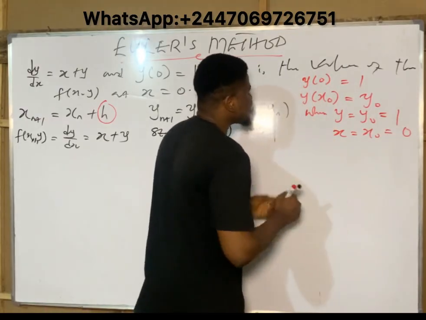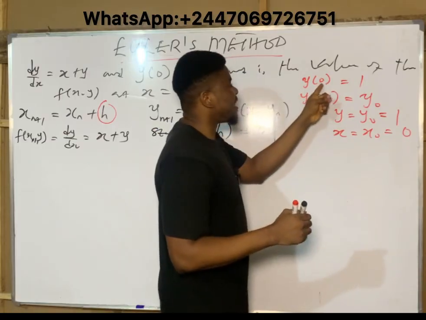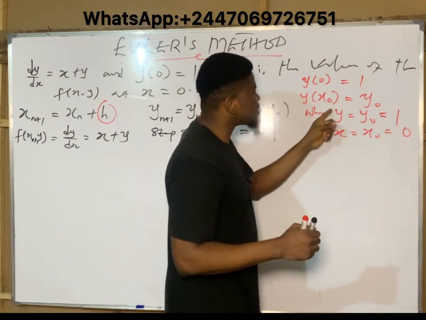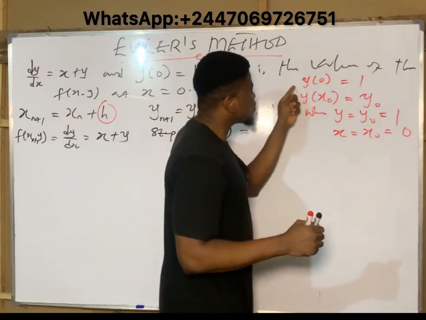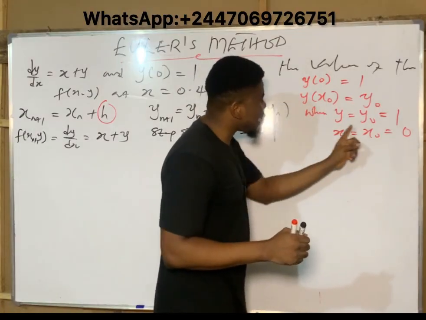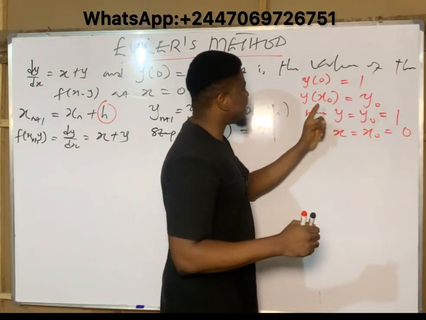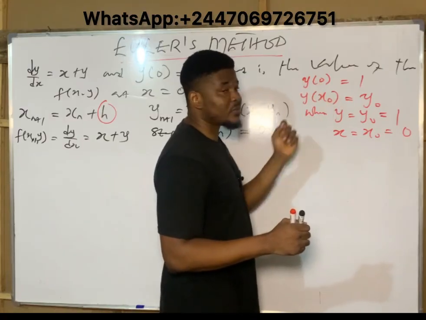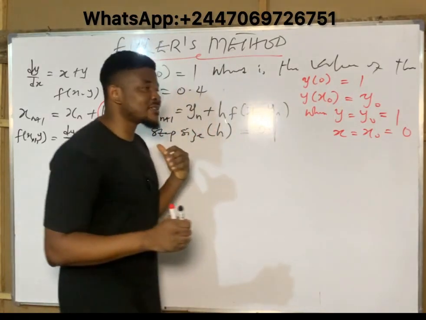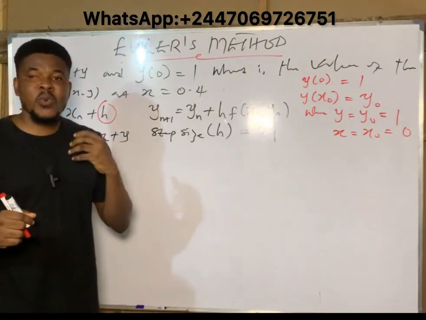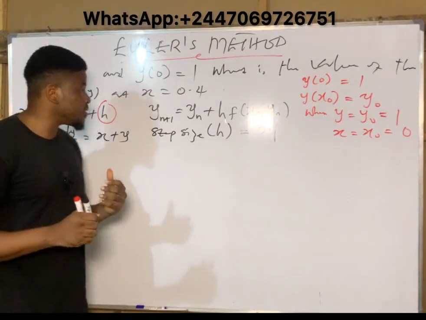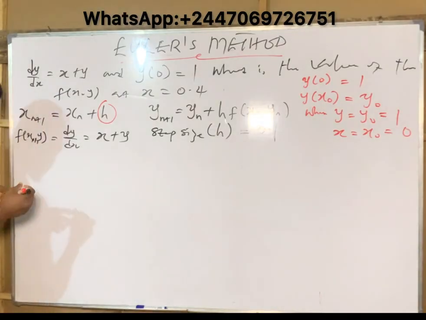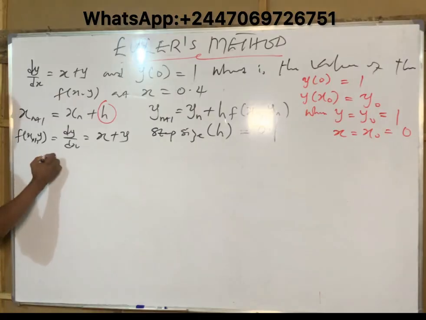So this means the term in this bracket is our x naught. y of x naught is equal to y naught. This means our y naught is equal to 1, and our x naught is equal to 0. So y of 0, that 0 there becomes our x naught. This means that we are starting our approximation from when n is equal to 0, this subscript here. So if we do that, now let's make a table.